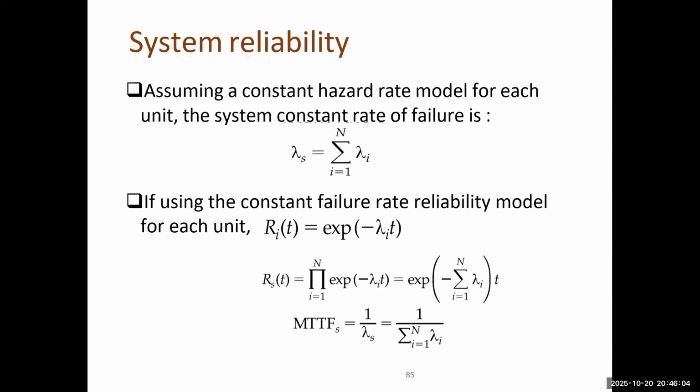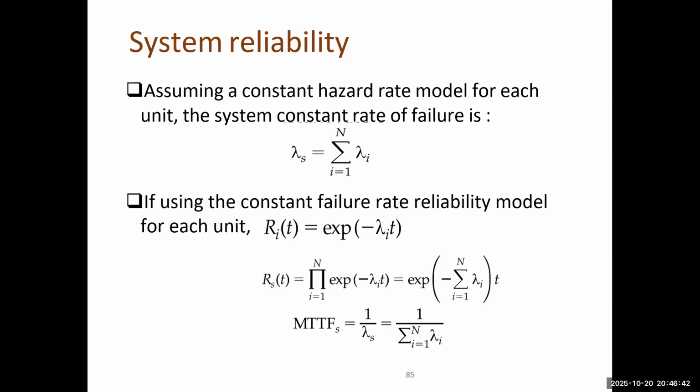This leads directly to a key performance metric that we mentioned before, the mean time to failure, MTTF_S. For a system with a constant failure rate, the mean time to failure is simply the reciprocal of the failure rate. That means 1 over lambda_s. And you can also calculate it as 1 over the summation of the hazard rates of each component.